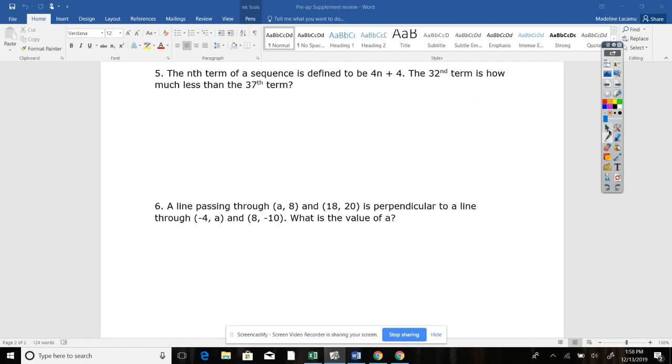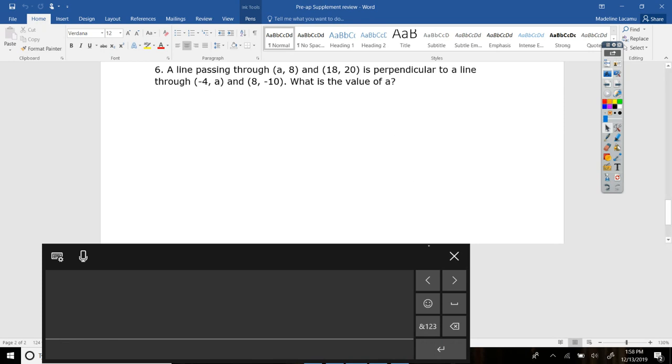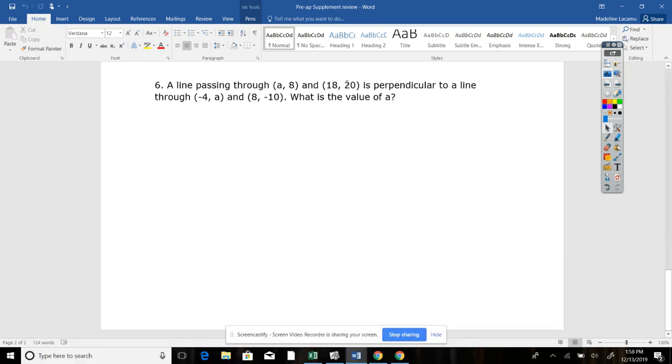Now this last one says a line passing through (a, 8) and (18, 20) is perpendicular to a line through these points. What is the value of a? So we're going to have to find the slope for each of these. So I'm going to label this x1, y1, x2, y2, and x1, y1, x2, y2.